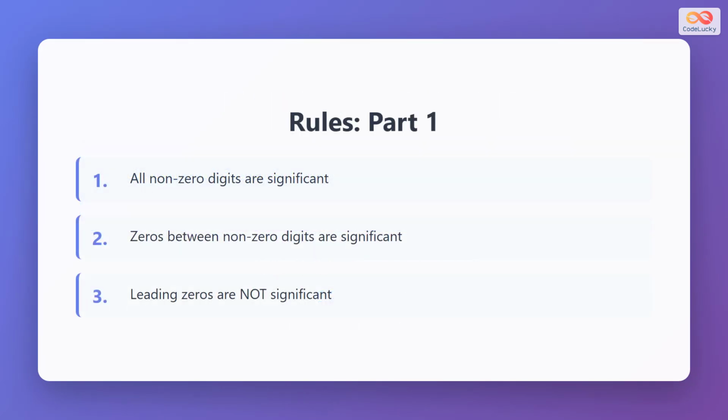Let's learn the first 3 rules for identifying significant figures. Rule 1, all non-zero digits are significant, so in a number like 234, all 3 digits count. Rule 2, zeros between non-zero digits are significant. For instance, in 503, all 3 digits including the 0 are significant. Rule 3, leading zeros are not significant. In 0.045, only the 4 and 5 are significant. The zeros at the beginning are just placeholders.